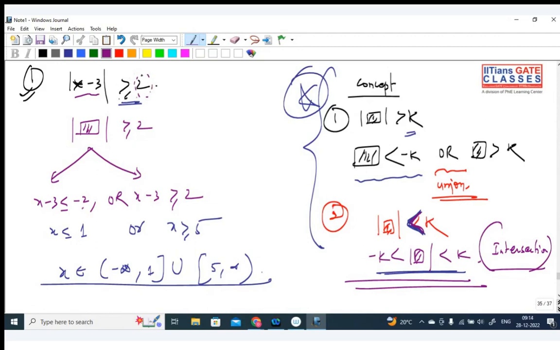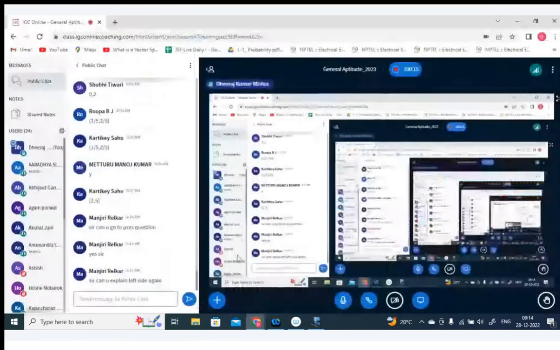So x minus 3 is less than minus 2. You remember this concept which I wrote. If something is greater than k, you have to put something is less than minus k and something greater than k, and solve it. Okay. Understood. And then you put it on the line, right? So you will get this.